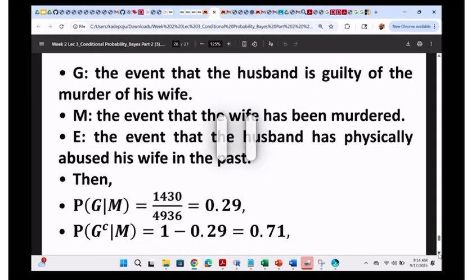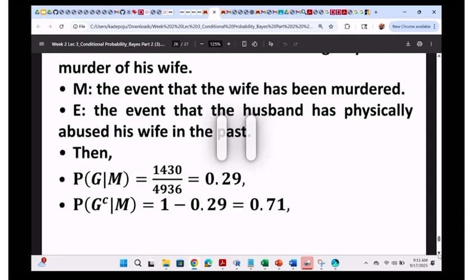Does that make sense? So if G represents the event that the husband is guilty, then M represents the event that the wife has been murdered. Of course, the wife has been murdered. Somebody has been murdered. That event has taken place. Then we want to consider another event, which is the event that the husband has physically abused his wife in the past. These are three major events that need to be put into consideration. Now, please pay attention. We want to get started.